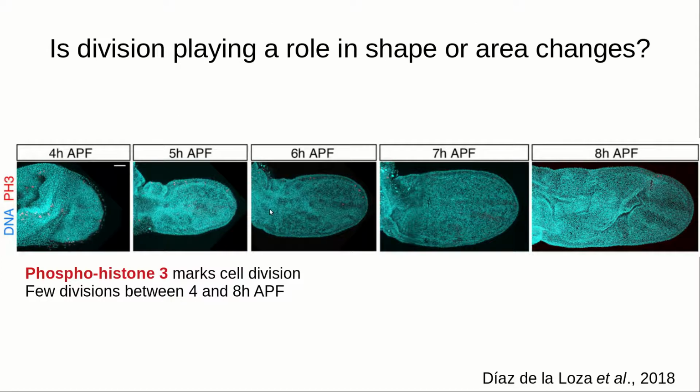Here wings are stained for phosphohistone 3 in red, which marks cell division, and as you can see there's not a lot of cell division between 4 and 8 hours after pupae, so probably cell division is not very important for determining or driving these changes.